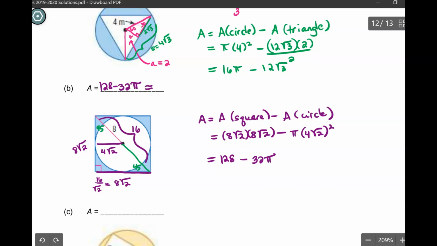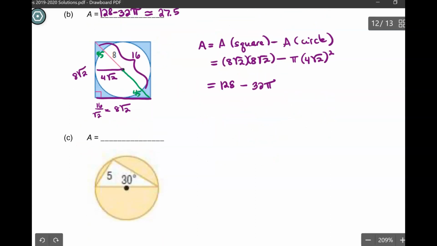And then we'll approximate. And I get 27.46. So I'll round that to 27.5. And I don't see any units, so we'll just leave it, actually.